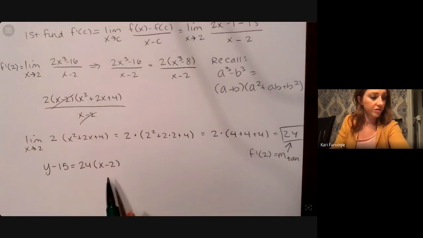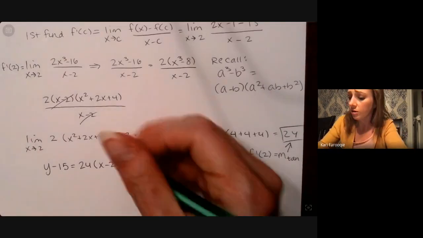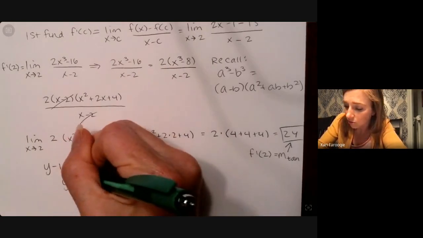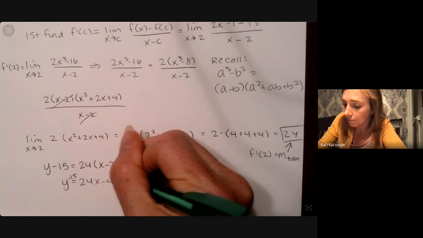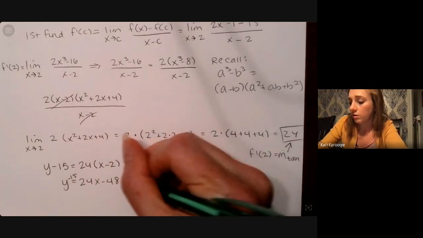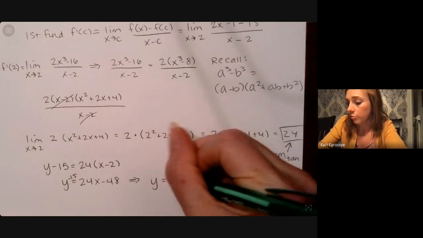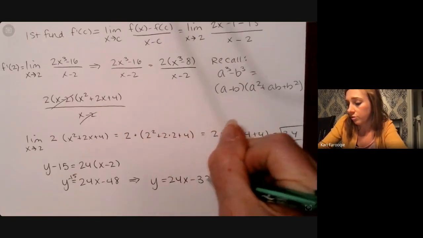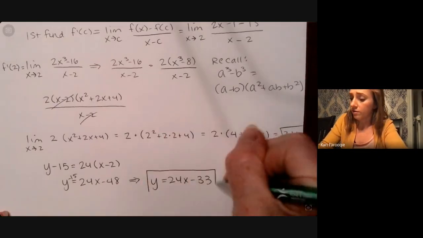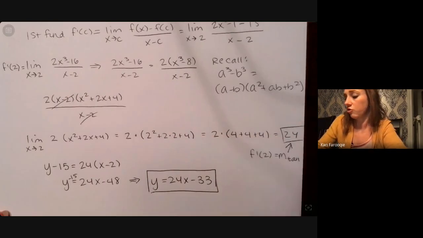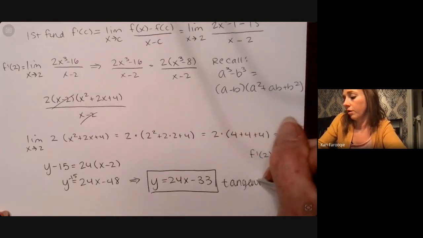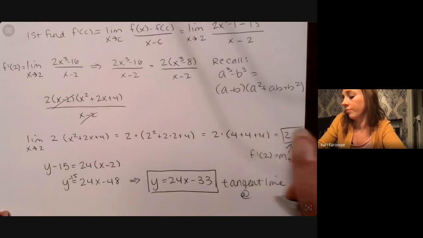So this is the equation. You just need to simplify it. You have y, I should still keep the 15 there for a sec. Y minus 15 equals 24x minus 48. And then add 15 on both sides, and you get y equals 24x minus 33. And this is the equation for the tangent line at x equals 2.